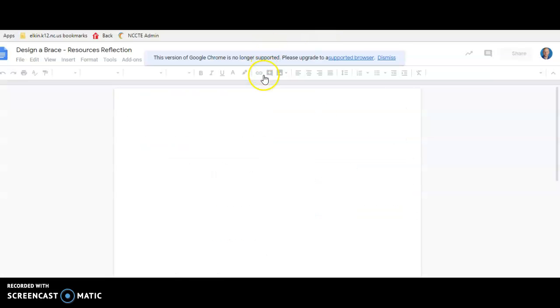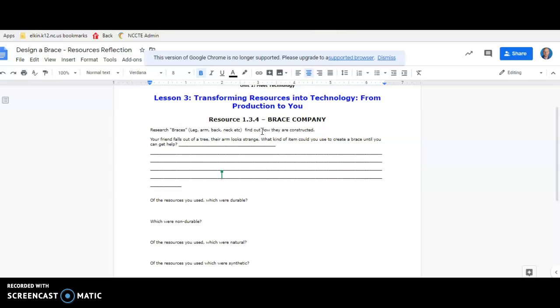And when you open that assignment, it is going to ask you basically to do some research on braces in general, like leg, arm, back, neck braces. Find out how they are constructed. And your friend falls out of a tree, their arm looks strange. What kind of items could you create a brace with until that you can get help?